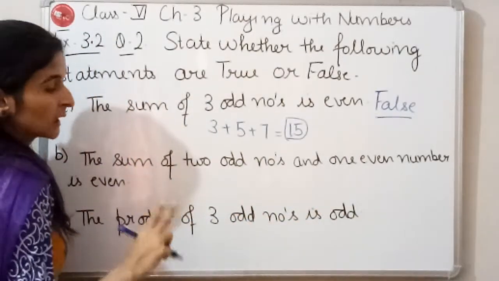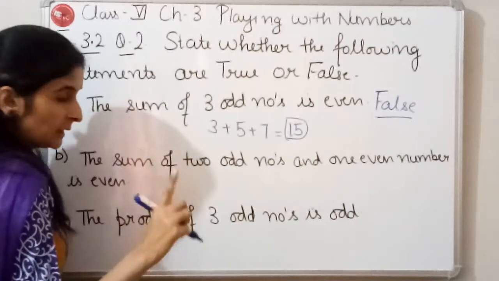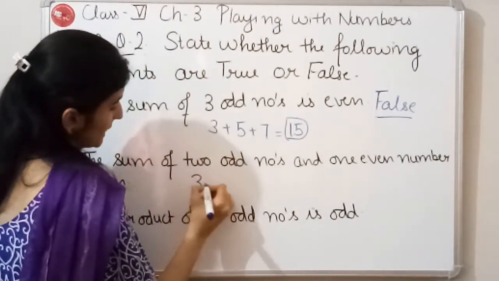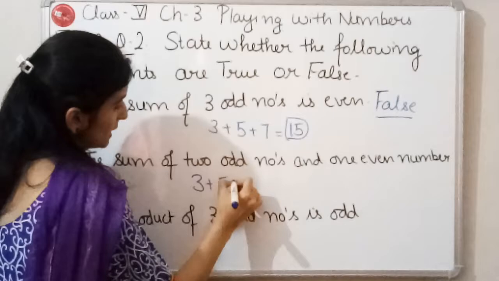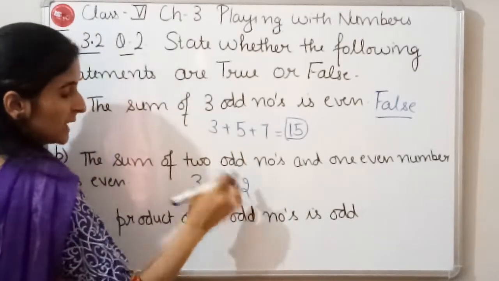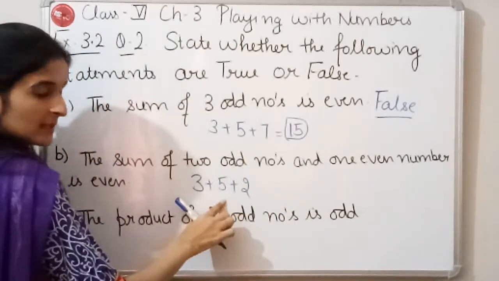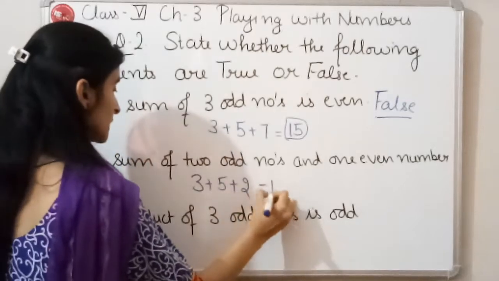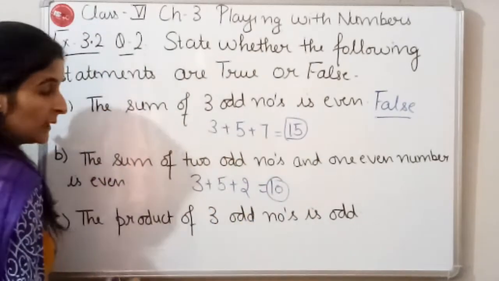Now B part is, the sum of two odd numbers and one even number is even. Now we have to take two odd numbers and one even number. So suppose I am taking 3 plus 5 plus an even number, that is 2. 3 plus 5 is 8. 8 plus 2 is 10, which is an even number.